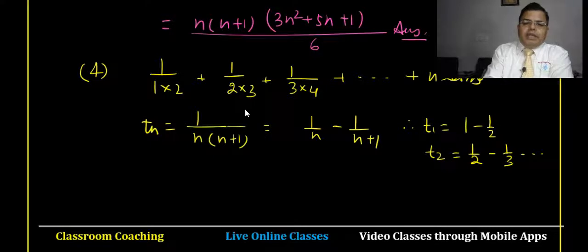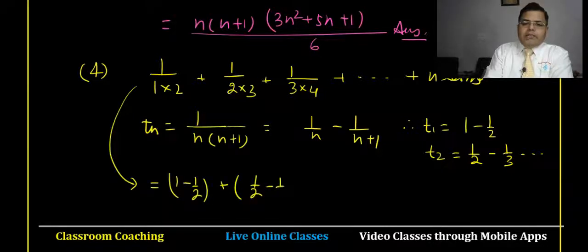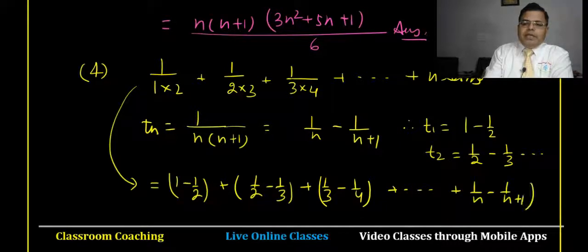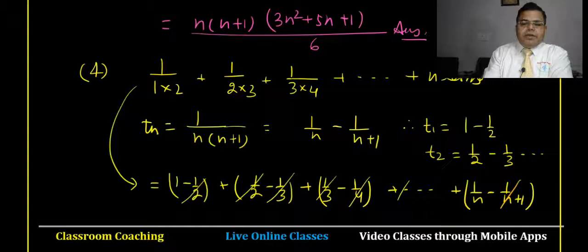So the total, this expression, can be written as 1 minus 1 by 2, plus 1 by 2 minus 1 by 3, plus 1 by 3 minus 1 by 4, and similarly the nth term will be 1 by n minus 1 by (n plus 1). This is the sum of n terms. Now you will see that 1 by 2 is negative and 1 by 2 is positive. Similarly, 1 by 3 is negative, 1 by 3 is positive. 1 by 4 is negative and the next 1 by 4 will be positive. Similarly, up to 1 by n and 1 by (n plus 1). The first one and the last one will be left, and the rest of them will cancel out.